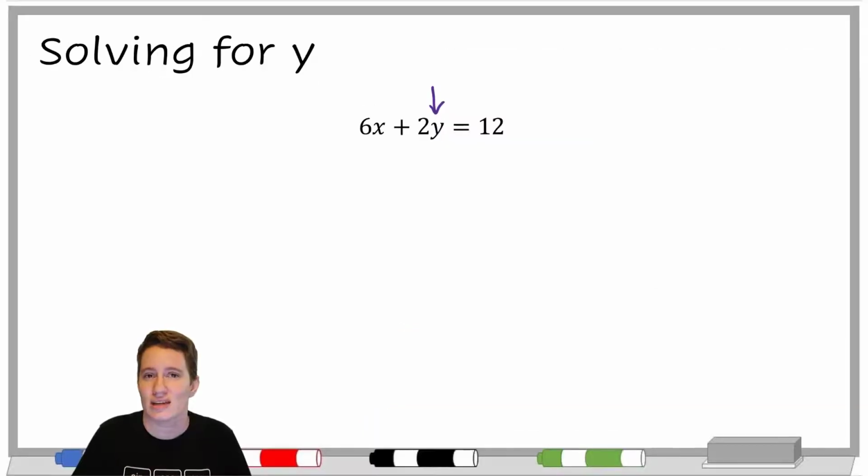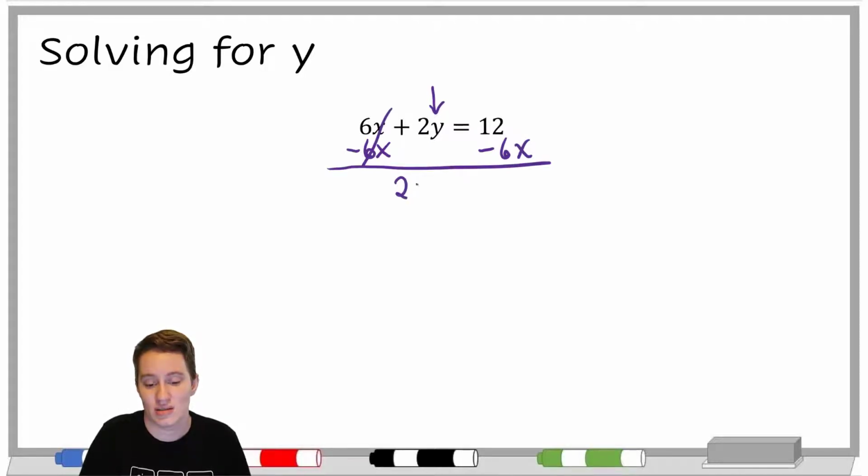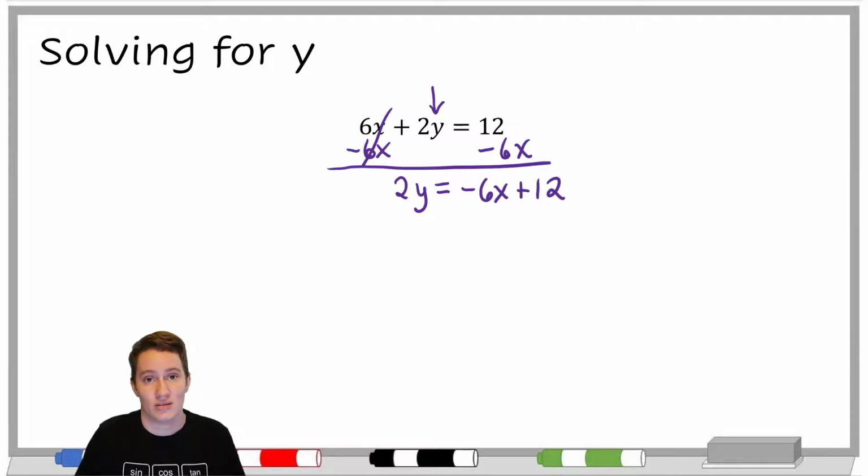We always save what's right next to y for last, just like whenever we were solving equations. So I'm going to subtract 6x over to the other side. Now we can write this one of two ways. The 2y is going to go first no matter what. We can write 12 minus 6x, or we can write negative 6x plus 12. And of those two things, the second way, the one that I wrote down, is slightly better just because it makes it look more like slope-intercept form.